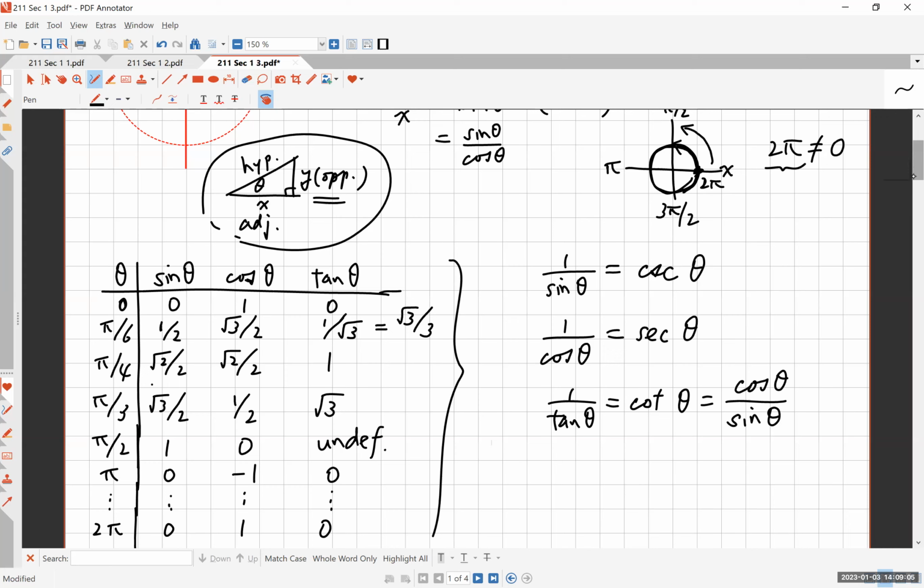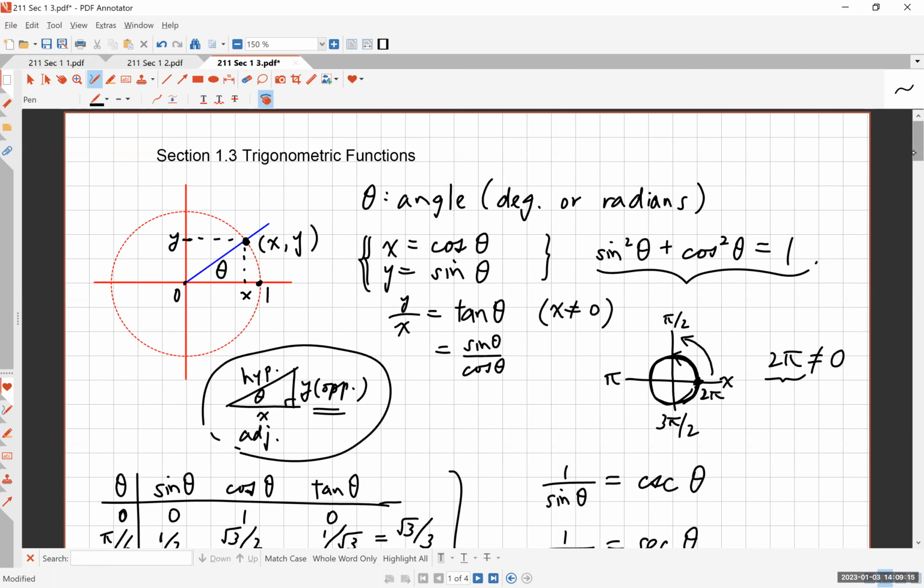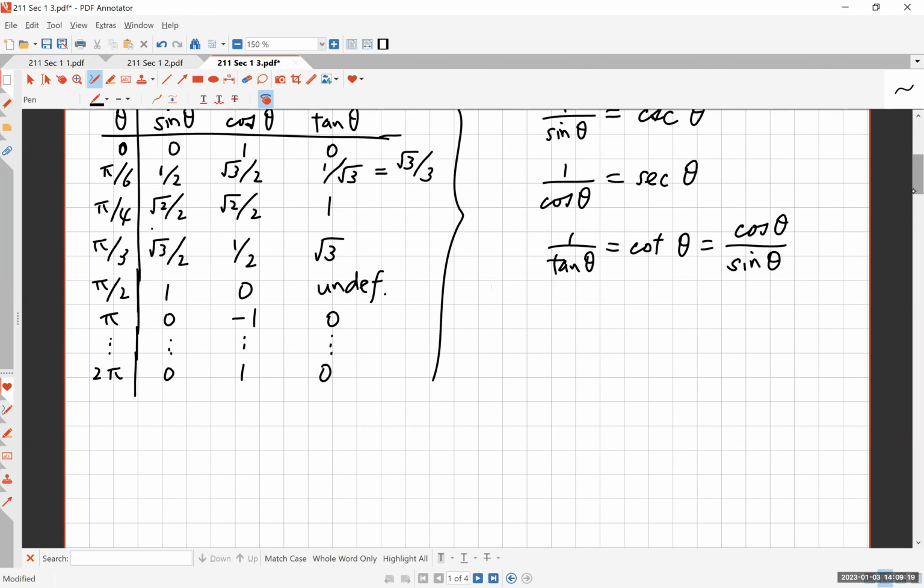These are the 6 trigonometric functions. All right, so if somebody asks you to list all trigonometric functions, you could list these: the sine function, the cosine function, the tangent function, the cosecant, the secant, and the cotangent functions.